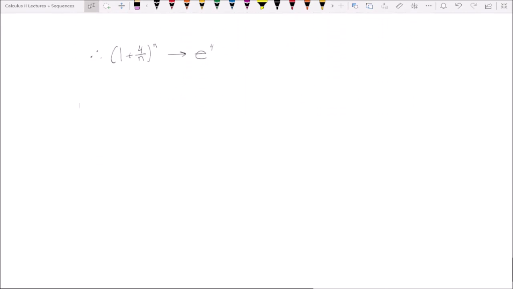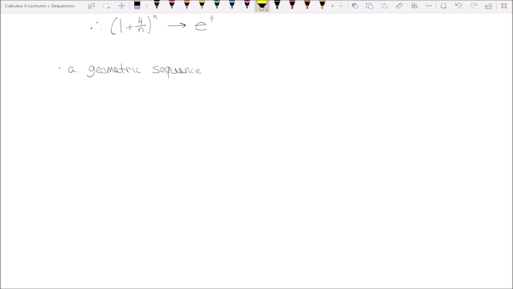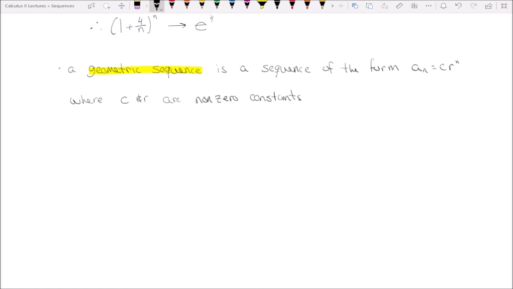We now examine a special type of sequence. A geometric sequence is a sequence of the form a sub n equals cr to the n, where both c and r are non-zero constants. r is called the common ratio.